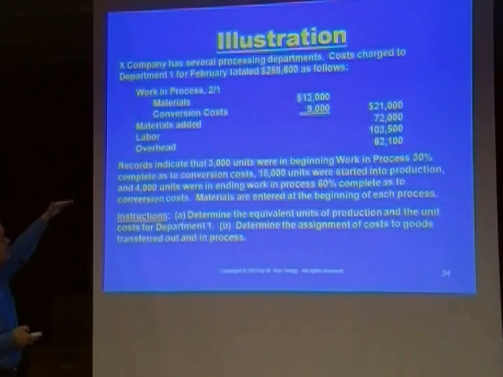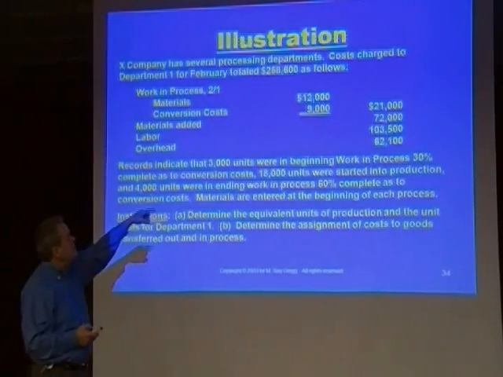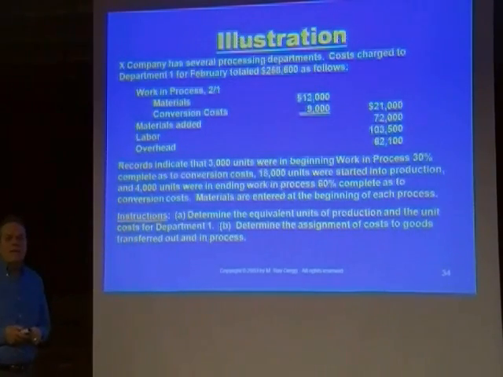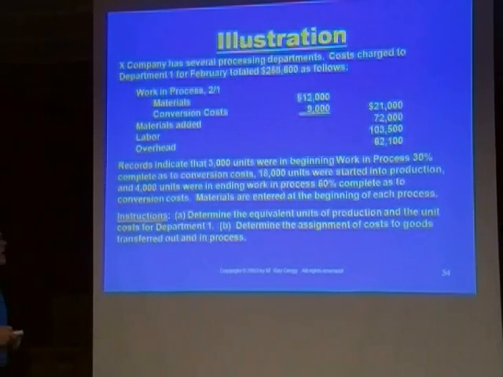We've added materials costs this month. Labor and overhead costs were incurred this month. If you summed all of these, it would sum to the amount in the opening paragraph, 258.6. Records indicate that 3,000 units were in beginning work in process, 30% complete as to conversion cost. 18,000 units were started in production. 4,000 units were in ending work in process, 60% complete as to conversion cost.